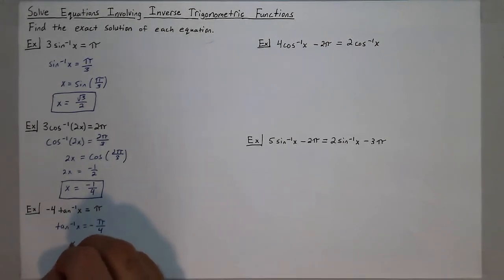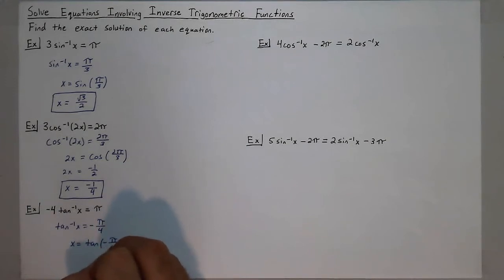Now x should equal tangent of negative pi over 4. And now this is an odd function, so that negative angle on the inside of it, that negative can come to the outside because it's an odd function. Giving me negative tangent of pi over 4. And now what is tangent of pi over 4? It is 1, so our answer becomes x is equal to negative 1.